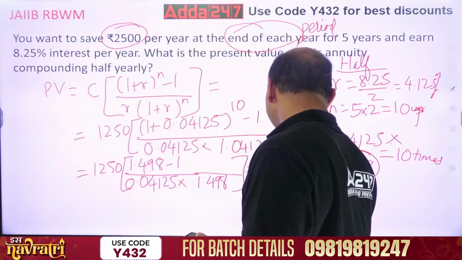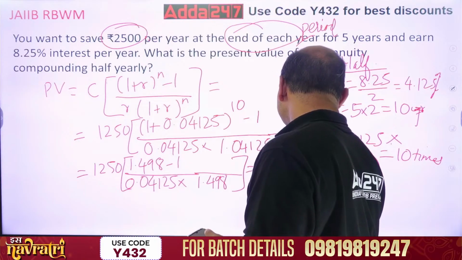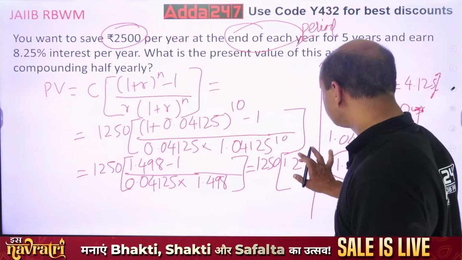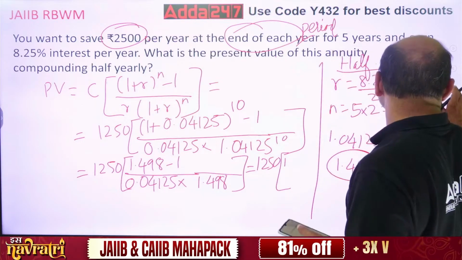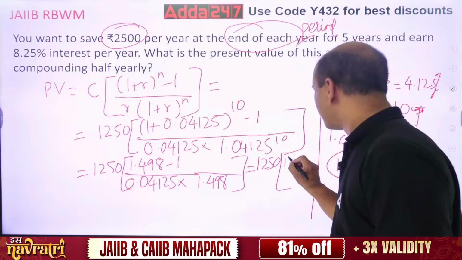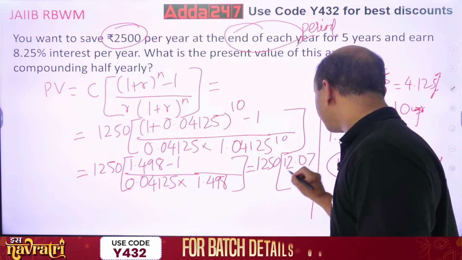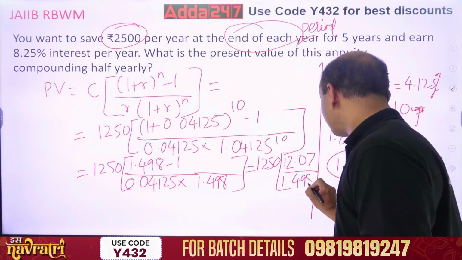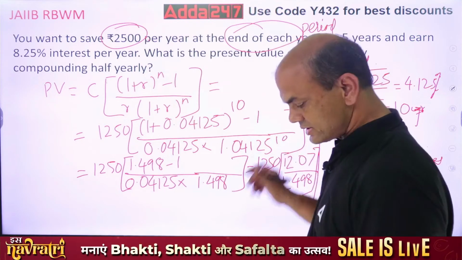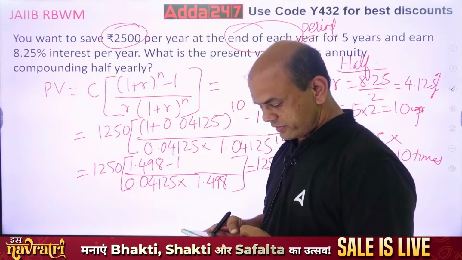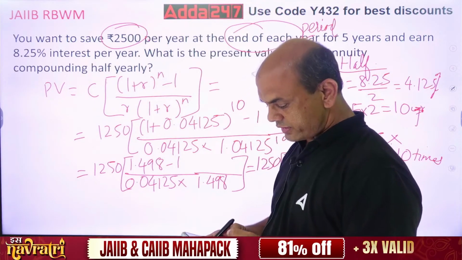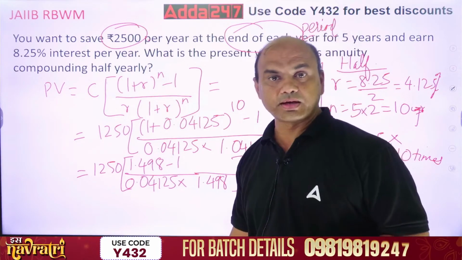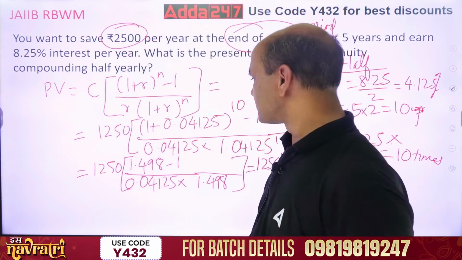Shall I write it separately? 1250 into 12.07. Sorry, it is 12.07 divided by this answer, 1.498. Now get the answer. Divided by 1.498. Everywhere keep the habit of writing. So it is 8.06.